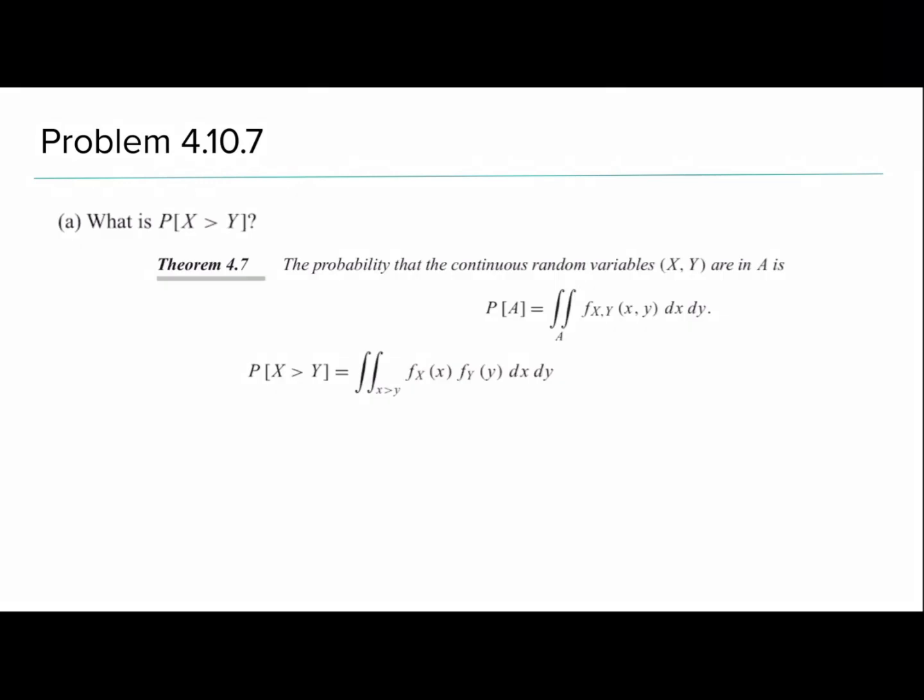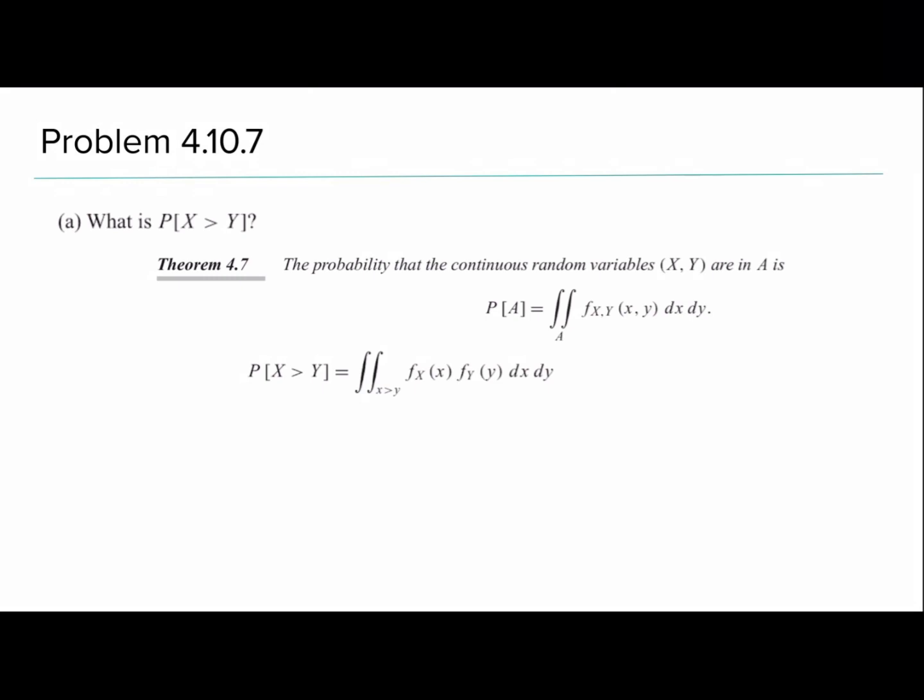So let's proceed with the first part, in which we have to find the probability that x is greater than y. To find this, we'll revisit theorem 4.7, which says that the probability that the continuous random variables x and y are in A, where A is a region, is given by P of A equal to the double integral of the joint PDF f of xy dx dy over the region A. For our problem, the region A is where x is greater than y. So the probability that x is greater than y is the double integral of the joint PDF f of xy dx dy over the region A, which is x greater than y.